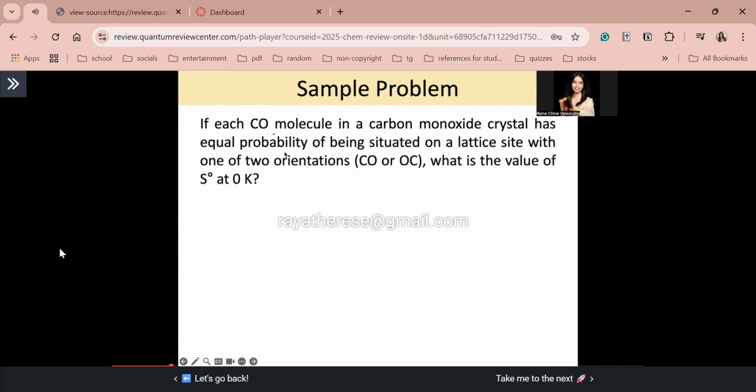If each carbon monoxide molecule in a carbon monoxide crystal has an equal probability of being situated on a lattice site with one of two orientations, so sabi dito guys, it has two orientations, either CO or OC, then what is the value of the standard entropy at 0 Kelvin? Okay, so how do we solve, guys? This is through the Boltzmann entropy for a mole of material. S is equal to R ln W, okay?